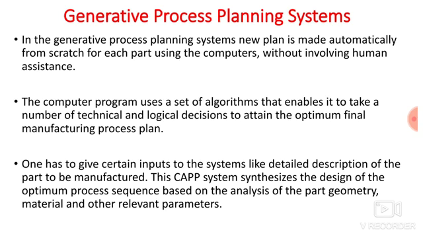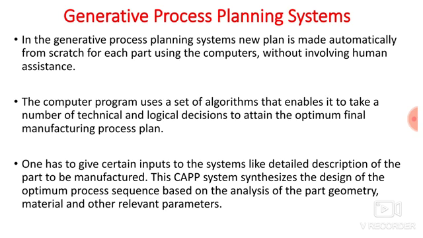Then the computer program uses a set of algorithms that enables it to take a number of technical and logical decisions to attain the optimum final manufacturing process plan. So the software will consist of various algorithms. Those algorithms will run behind the screen, and after that you will get an optimum type of process plan from the computer.